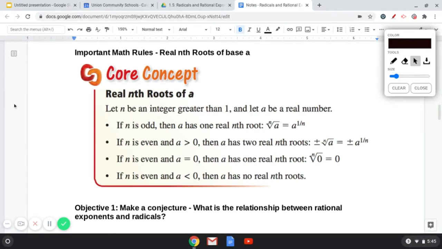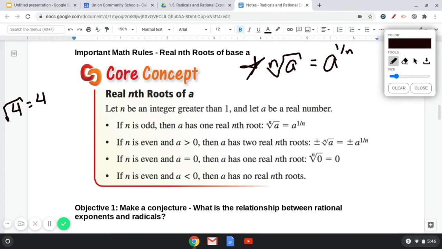If n is an integer, and remember we're talking about the nth root of a, and this key, I'm going to write this as the star. This is a to the 1 over n. So, as a side note, the square root of 4 is equal to 4 to the 1/2 power. Same value, just different ways to write the same thing.